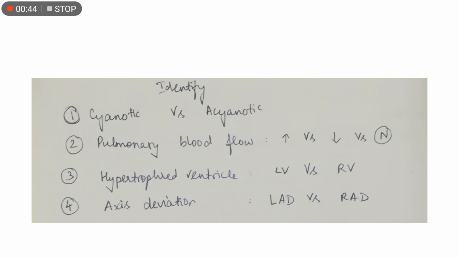And if it is normal, we call it normal. Third is the hypertrophied ventricle, which means which ventricle is going to bear the brunt of a lot of blood. So that is the left ventricle or the right ventricle. And fourth is the axis deviation, which is either left axis deviation or right axis deviation.